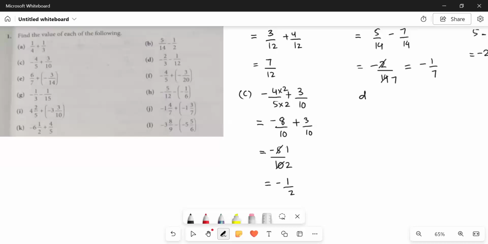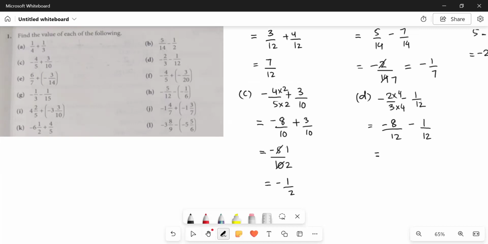Right? Next part, part D. Minus 2 upon 3 minus 1 upon 12. Now, in these two fractions again, 3 is a factor of 12. So we'll simply multiply 3 by 4 to make it similar to 12. It would turn out to be minus 2 fours are 8 upon 12 minus 1 upon 12. Now, since the denominators are same, we can simply add the two numerators. Why add? Because minus minus are the same signs and we have to add in this situation.